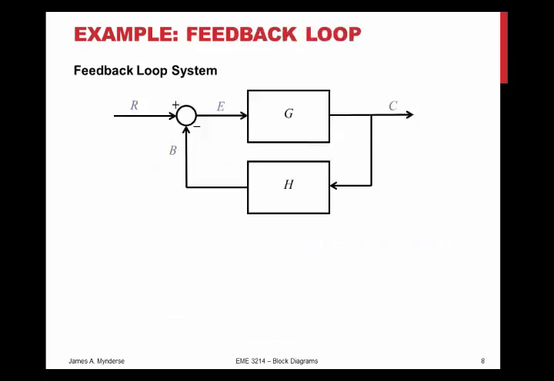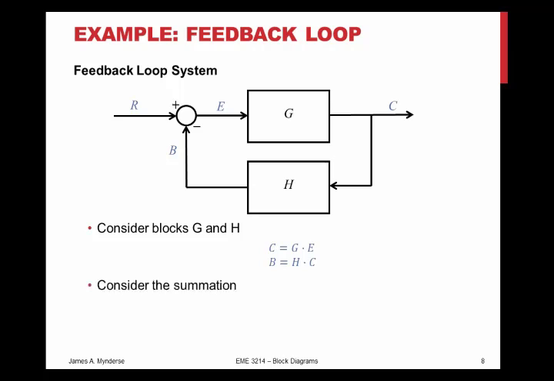In a feedback system, R is my reference input, that's what I want it to be. E is the error between the reference input and B. Typically G is the system in this case, and H is a sensor measuring the output, C. So if I look at the blocks individually, then C, the output of G, has to be equal to G times E, and B, the output of H, has to be equal to H times C.